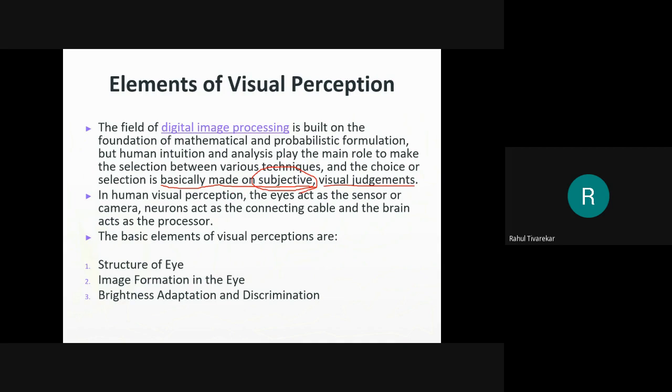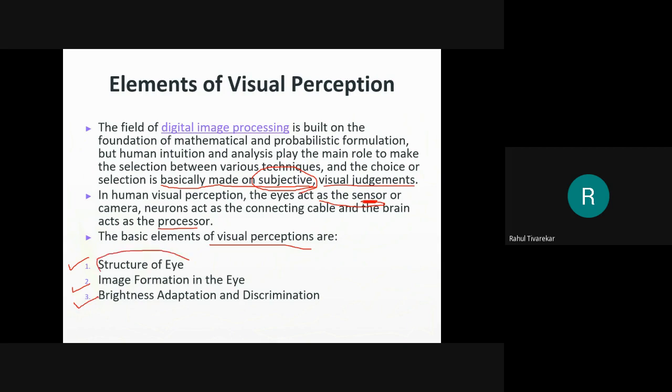In human perception, the eyes act as a sensor. So as a judge, we use our eyes to look at that image. Our eyes work as a sensor, like a camera, the neurons act as a connecting cable, and the brain acts as a processor to process that image. The basic elements of visual perception are the structure of the eye, the image formation in the eye, and the brightness, adaptation, and discrimination. These three things are necessary in visual perception.